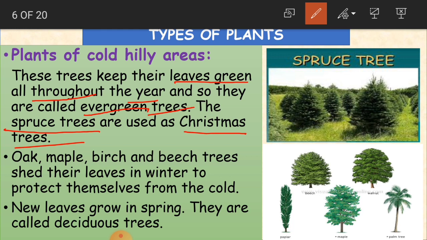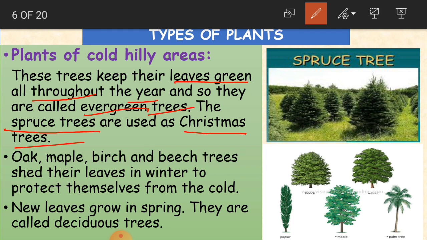I hope you have seen a Christmas tree, everyone. This tree is named the spruce tree, but we call it the Christmas tree. If you observe the Christmas tree, it has a cone shape, and the leaves are always green in color. So this is an example of an evergreen tree.